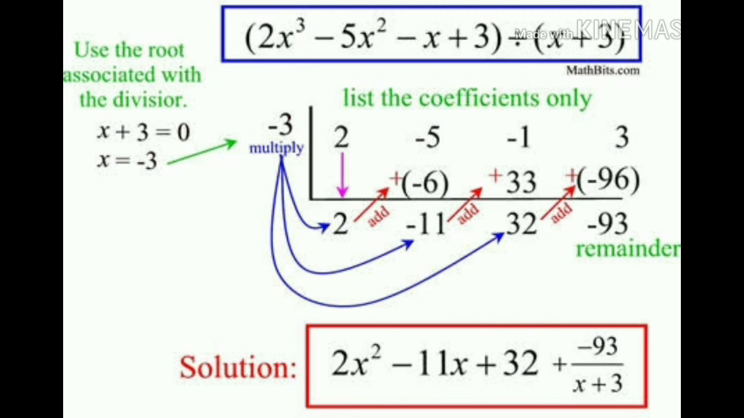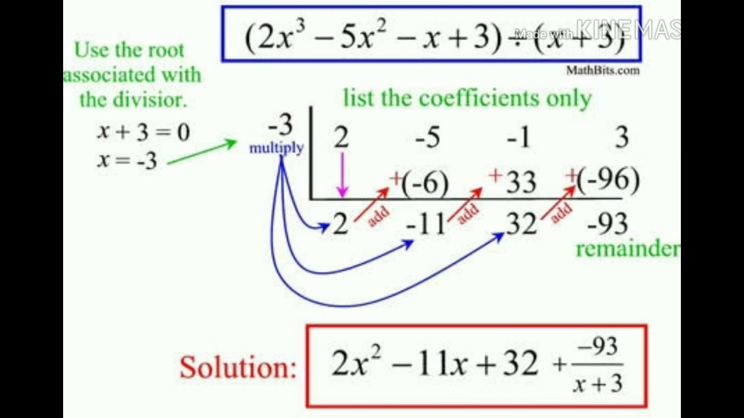and you will put the product of it below the second coefficient, which is negative 5, and then add negative 5 plus negative 6. So the answer is negative 11. Let's bring it down, and that negative 11 will be multiplied to your root, which is negative 3. So the answer is positive 33.